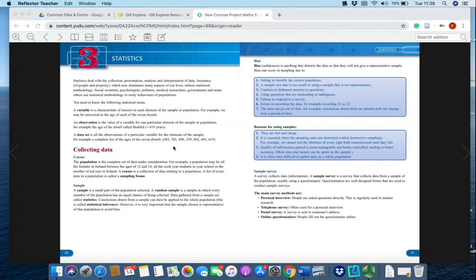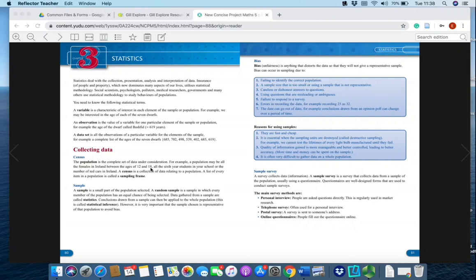Okay, so then when you're collecting data, you can either collect data of an entire population, and that's called a census, or you can calculate data from a subset of the population, and that's called a sample. So the population is a complete set of data under consideration. For example, a population may be all the females in Ireland between the ages of 12 and 18. So it doesn't necessarily have to be everybody in Ireland, but it has to be everybody that falls within whatever category you specify. So the category specified here is those girls between 12 and 18.